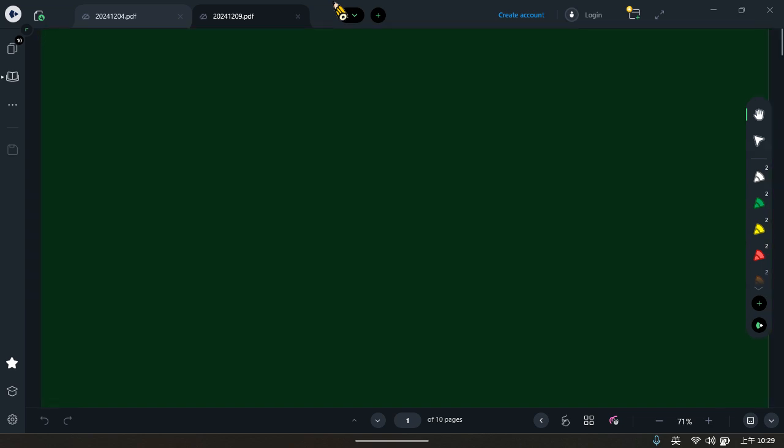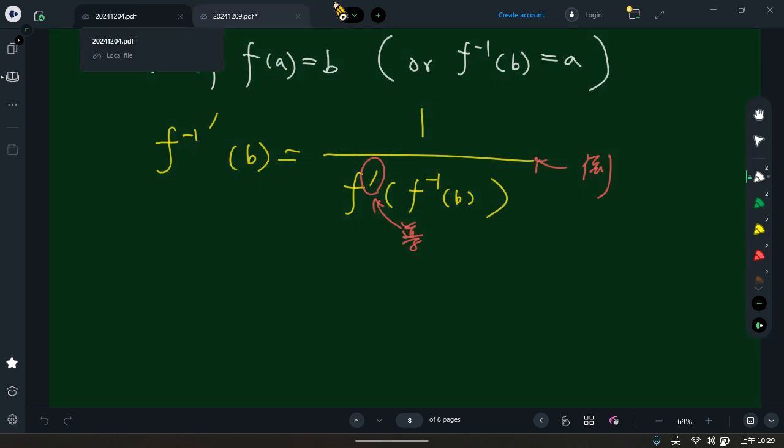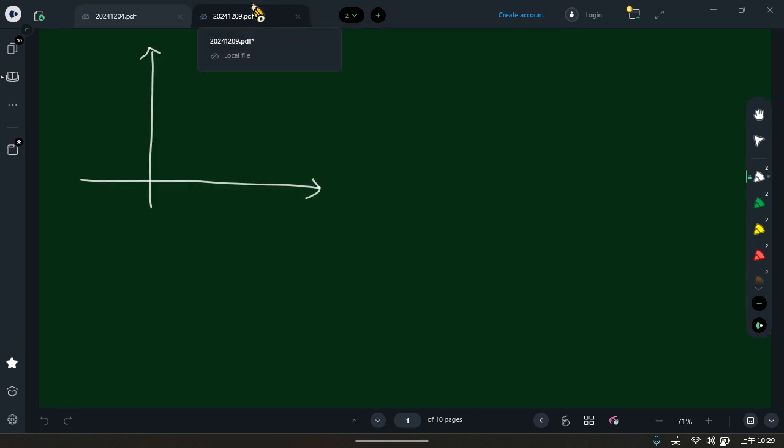So why can we have this result? I want to explain why we can have this result. If this is the original function, y is equal to f of x, and we assume it's a one-to-one function, that means f can have its inverse.